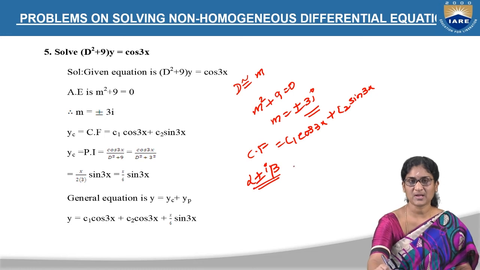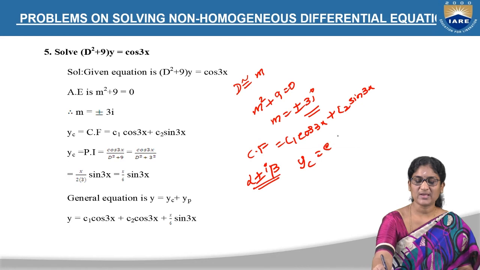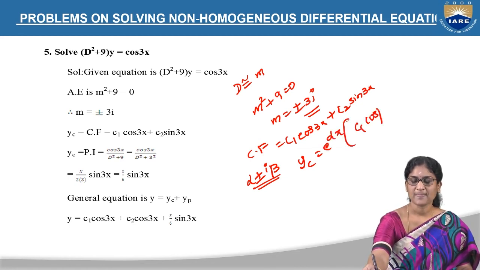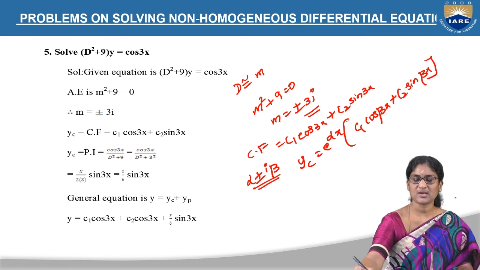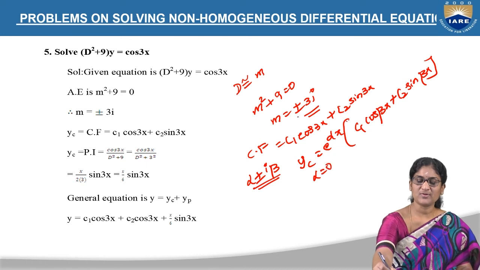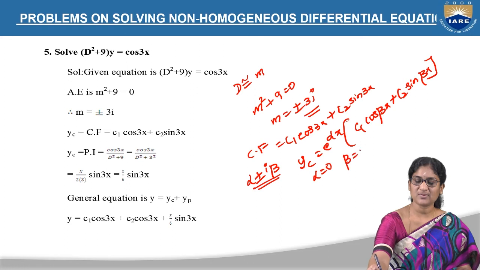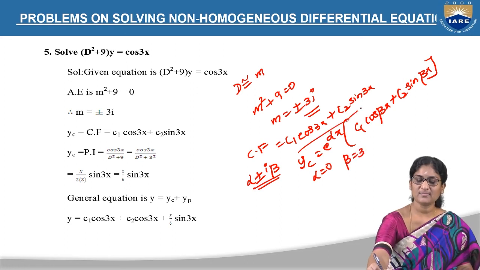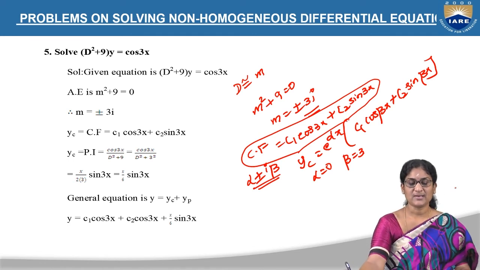Suppose alpha plus or minus i beta is a root, then yc is given by e to the power of alpha x into (c1 cos beta x plus c2 sine beta x). We finished this in the last sessions when we discussed higher order differential equations. Here alpha is equal to 0, we don't have the real part of the complex number, and the imaginary part beta is 3. So I can frame the complementary function as c1 cos 3x plus c2 sine 3x.